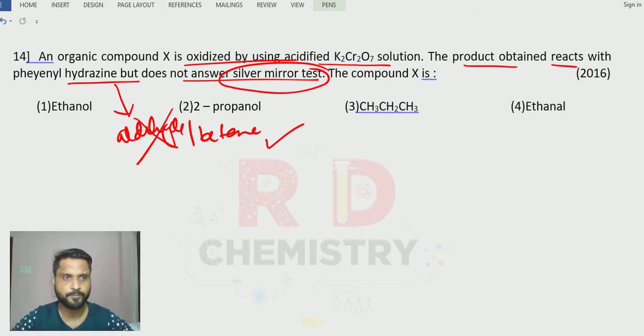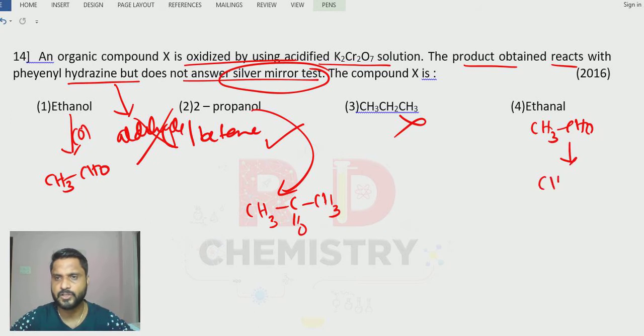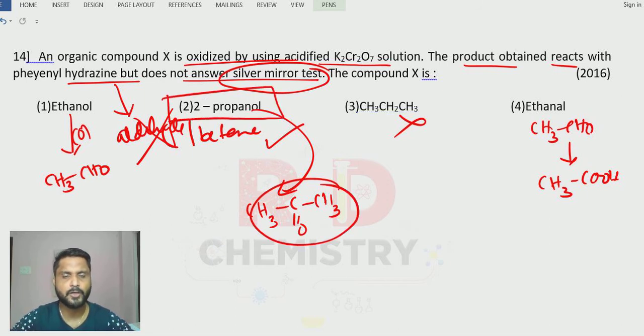The compound X is? Ethanol, when subjected to oxidation, gives acetaldehyde, CH3CHO. 2-propanol will give propanone, that is the ketone. Whereas the hydrocarbon, the third one, is not easy to oxidize by potassium dichromate. Ethanol is CH3CH2OH, and this gives acetaldehyde. Acetaldehyde oxidation gives us CH3COOH. So the answer is option number 2 here. 2-propanol will give a ketone. Ketone does not answer the silver mirror test, but it can react with phenylhydrazine.